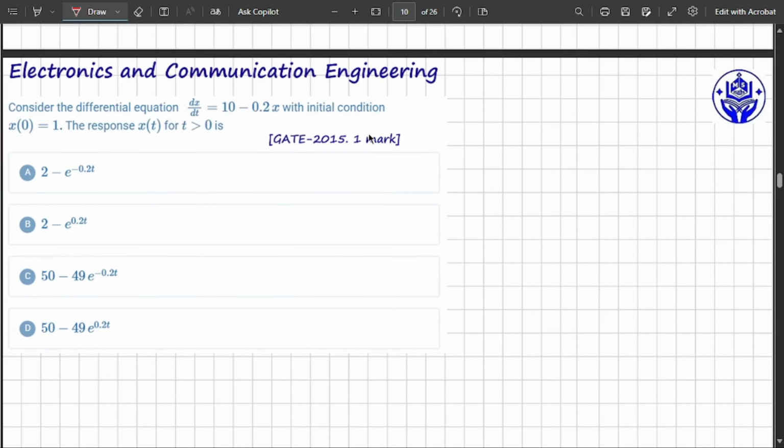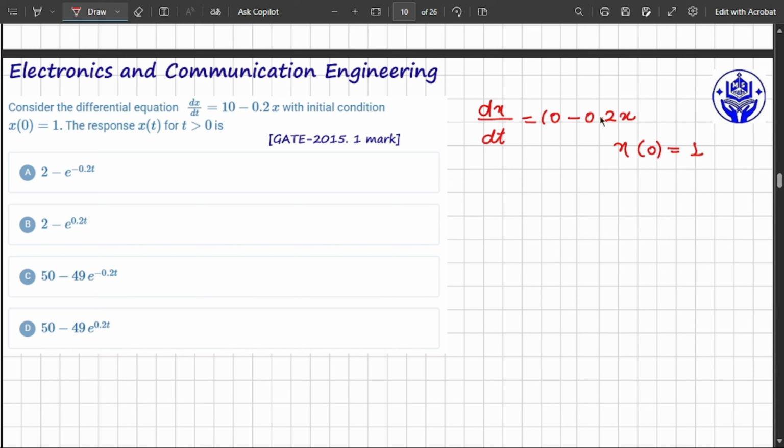Next question is related to GATE 2015. Here it is showing: consider the differential equation dx upon dt equals 10 minus 0.2x. Now that is related to an initial value. This is the given condition: x of 0 equals 1.